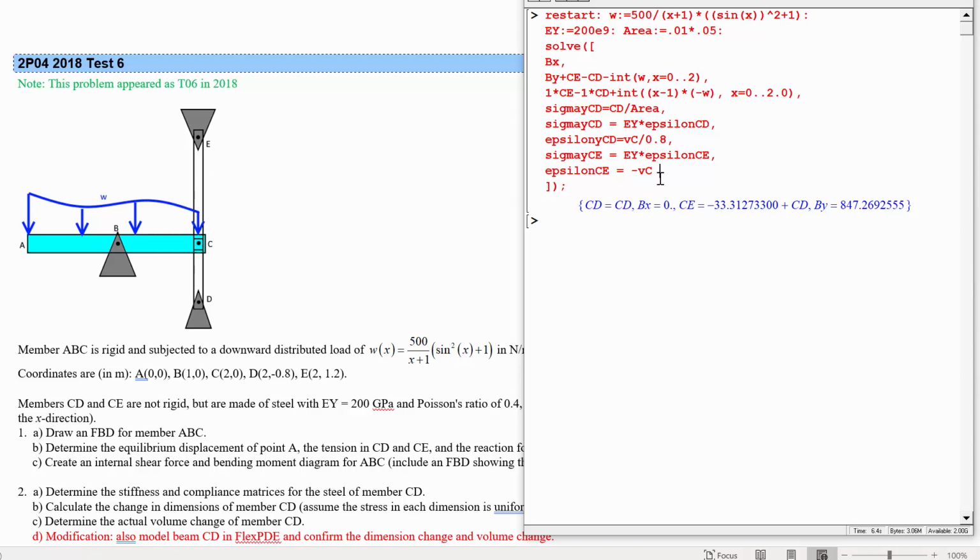So VC divided by the original length of CE, which looks like is 1.2. Because it's longer, the same amount of displacement will not create as much strain in this thing, and that's why it's going to have an effectively lower spring constant.